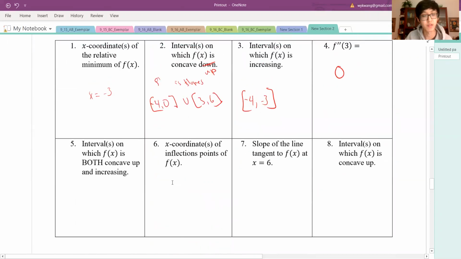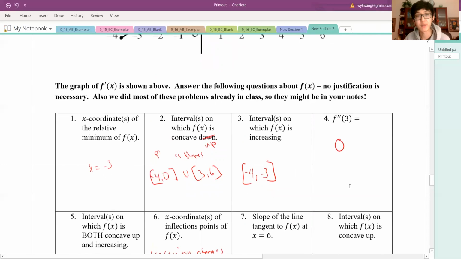Let's see, intervals on which f of x is both concave up and increasing. Let me see which ones I should do. Okay, I'm also going to look at inflection points. Inflection points are when concavity changes, so that would be when f double prime of x changes from negative to positive, or from positive to negative.